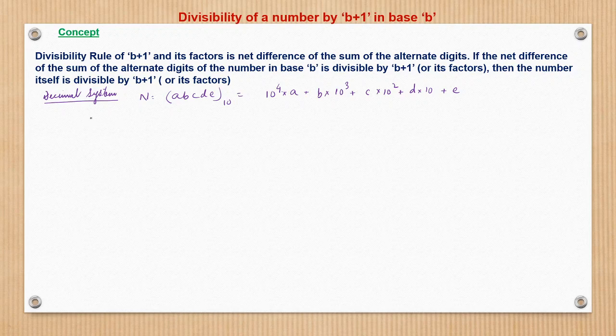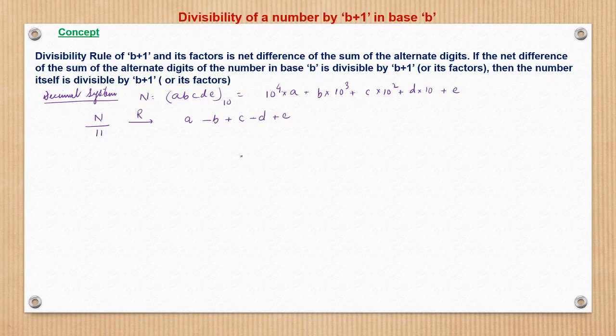Now if we have to check the divisibility of n by base plus 1, b plus 1, 11. So this we have seen in remainders discussion. So what happens? The remainder here would be 10 raised to power 4. So we know 10 by 11 remainder is minus 1. Minus 1 raised to power 4 is plus 1. So here it will be plus a. In this term, 10 by 11 minus 1 raised to power 3 is minus 1. So it will be minus b. So a minus b plus c minus d plus e.